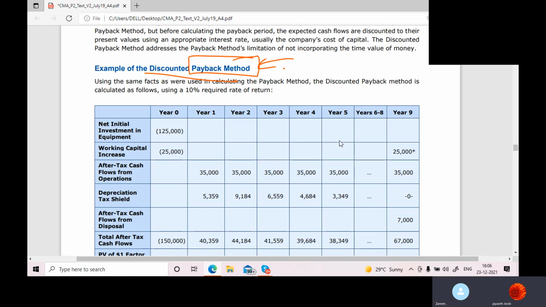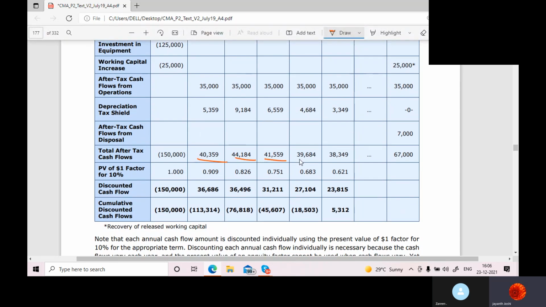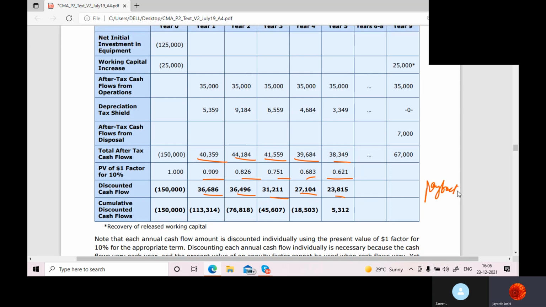So that particular deficiency has been rectified in the discounted payback period method. What they are doing is the same thing continuing here. Only the cash inflows, what we got, we are discounting them. We get this after discounted cash flows, and then we do the payback. You understood? Did you understand, Zarina? Just a minute, sir.